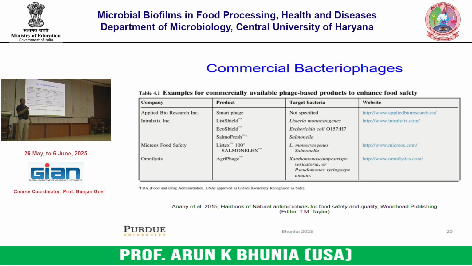So this table, again, you may not be able to read it. The slides you're going to get. What it is saying is, what are those bacteriophages now approved or that you can commercially buy? These are some of the companies marketing them. These are the products. Again, you find Listeria, E. coli, Salmonella. These are the different bacteriophages they are using. These are the target organisms. And this is the website. If you are interested, you can Google it and find that. So these are some of those commercially available bacteriophages they are trying to market.